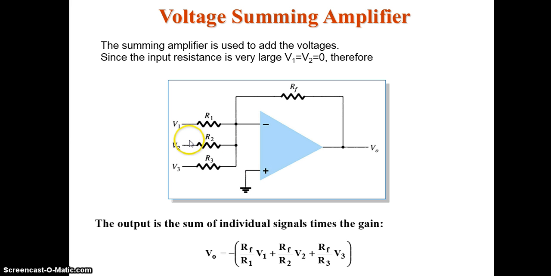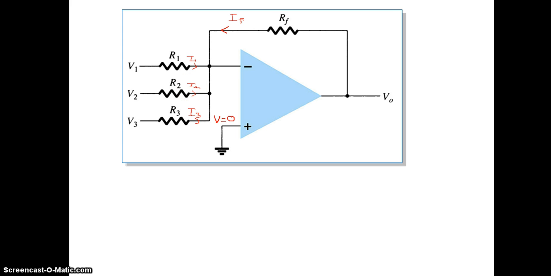Now, let's derive the output equation for this summing amplifier. See here, we are applying a voltage V1, and the current through this resistor is, say, I1. We are applying a voltage V2 through R2, and the current is, say, I2. The voltage V3 you are applying through R3, and the current in this branch is, say, I3. This is the output voltage feeding back to this point, and the current through the feedback branch is, say, IF.